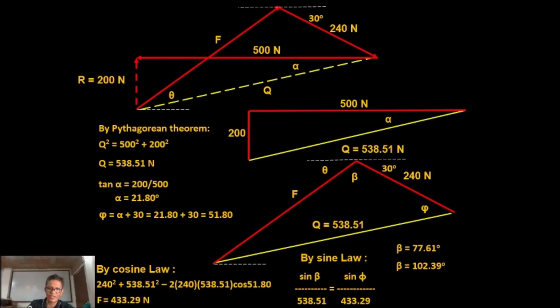That is the problem with sine law. Anyway, it is not actually a problem, as long as you are good at trigonometry. The sine values of supplementary angles are equal. Then, after solving for beta, we can now solve for theta. Theta is equal to 180 degrees minus 30 minus beta. You can see that it is a straight line. So 180 degrees minus 30 minus 102.39 is equal to theta, and theta is equal to 47.61. So we now have F and theta, and therefore the same solution as before.